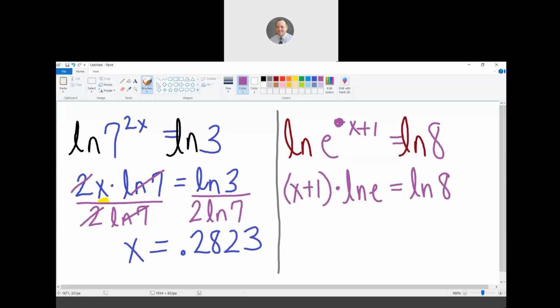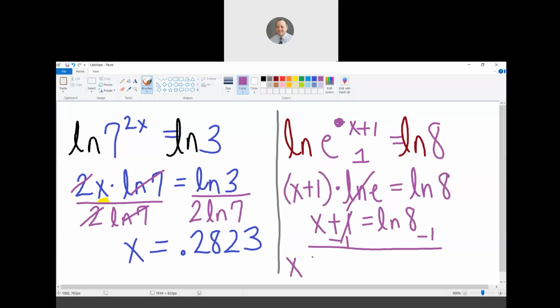Now, the natural log of e, remember I showed this to you earlier. Natural log of e is actually 1. So all that remains on the left side is x plus 1. Now we need to get x by itself, so subtract 1 from both sides. An exact answer would be natural log of 8 minus 1.